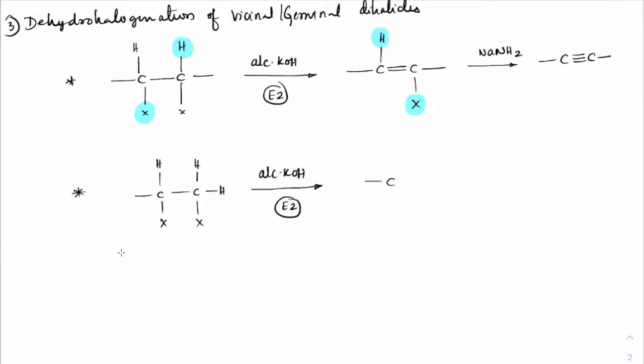First we will have H and X, double bond, C, H and X. This is what is formed. No, sorry, this H is not there. Yeah, this is what is formed first. Got it? And afterwards, you are seeing it is difficult to again use alcoholic KOH and E2.